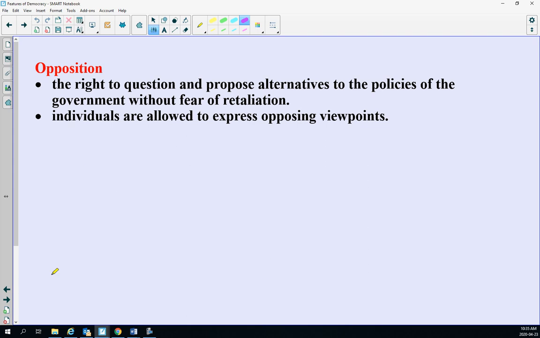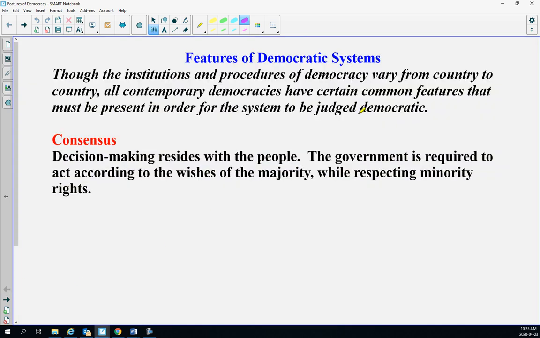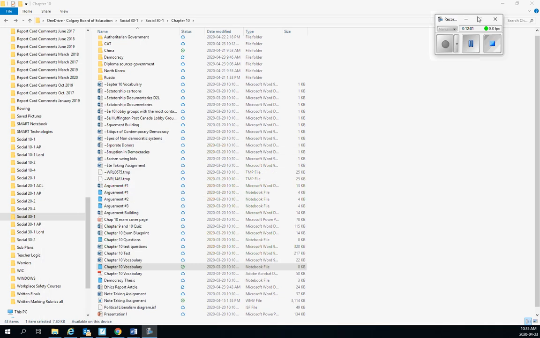So to me, those are the big four features of democracy. That is what really sets the system apart from dictatorships. And we'll study examples of this as we move forward.